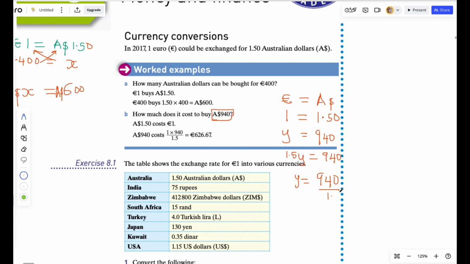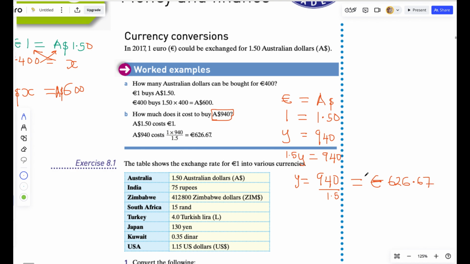Divided by 1.5, we get 626.67 euro. So if you take 940 Australian dollars and you want to convert it back to euro, you're going to get 626.67 euro. Okay, so that's what you're going to get.